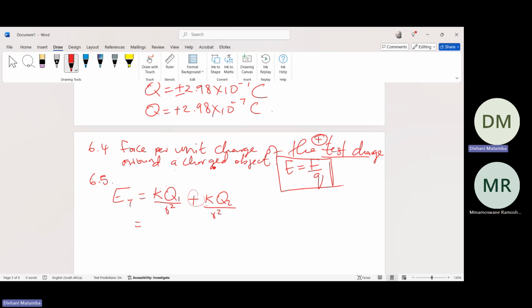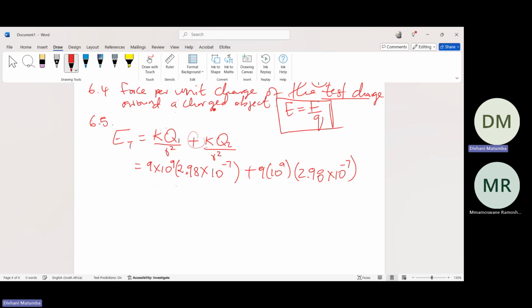Okay, so we're just going to replace the figures. Times Q1 is 2.98 times 10 to the power negative 7, then plus 9 times 10 to the power of 9 times 2.98 times 10 to the power of minus 7.